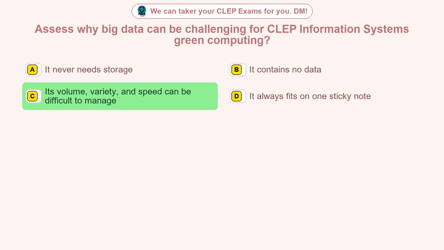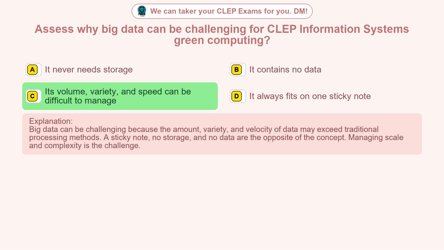The correct answer is option C. Its volume, variety, and speed can be difficult to manage. Big data can be challenging because the amount, variety, and velocity of data may exceed traditional processing methods. A sticky note, no storage, and no data are the opposite of the concept. Managing scale and complexity is the challenge.